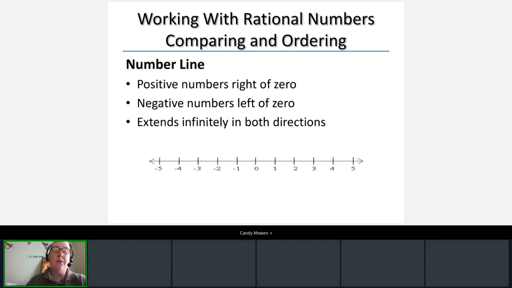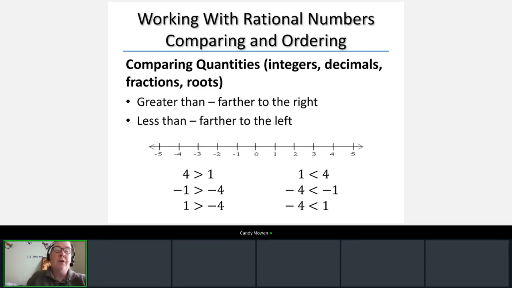When we use a number line, okay, zero is our halfway point between positive and negative numbers. To the right of zero are positive numbers. They get larger as we go to the right. To the left of zero are negative numbers. They get smaller as we go to the left to infinity. So here, you can compare quantities. Greater than, farther to the right, less than, farther to the left. And we can see that by some of the indications there.